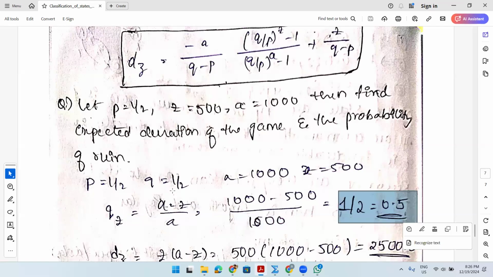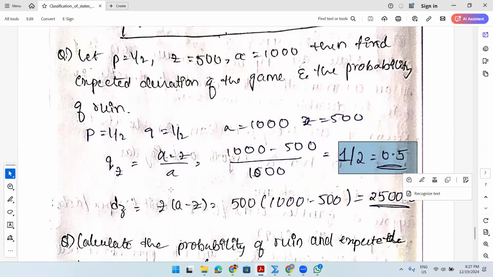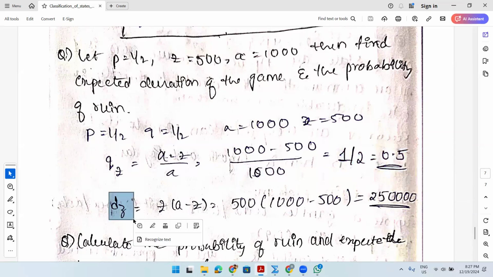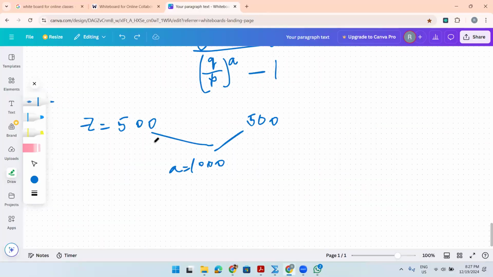It's very simple. Case 1 is very simple. Case 2 is somewhat a big formula. DZ, duration. Duration is nothing but 500 into 500. The gambler has 500 and the opponent has 500. 5 5s are 25.